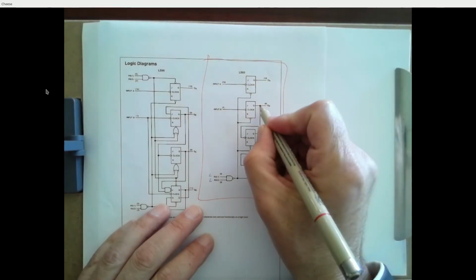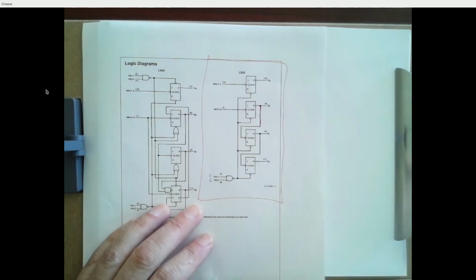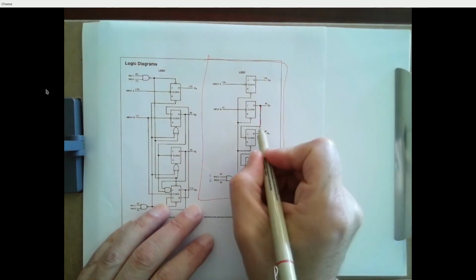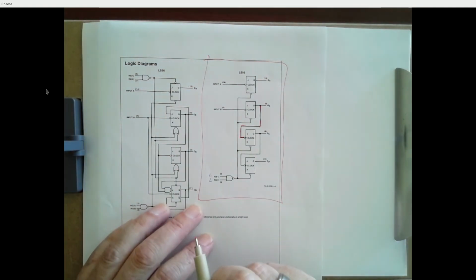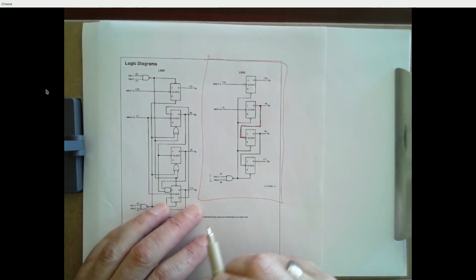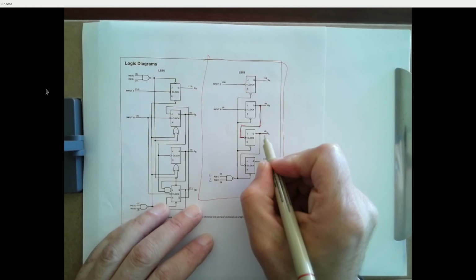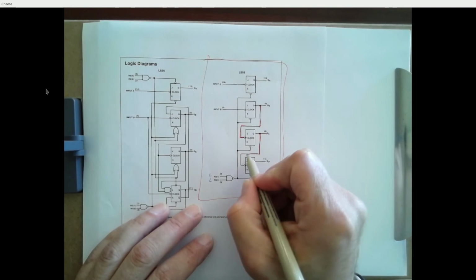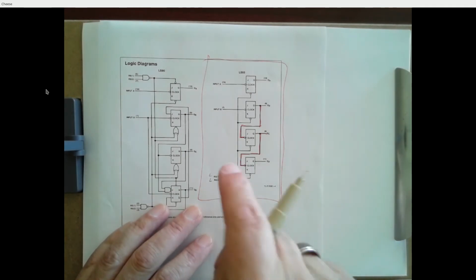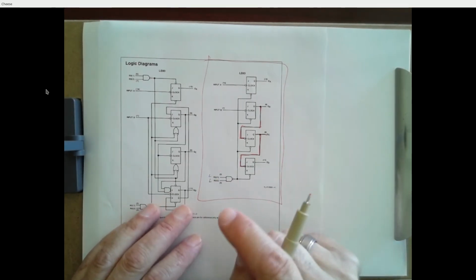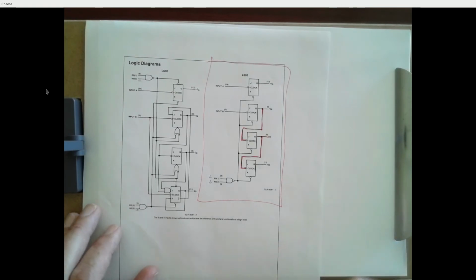There's this output here, QB, that's one of the outputs available from the chip. But where does it go? It goes into the clock of another one of these flip-flops. And the output of that flip-flop goes into the clock of another flip-flop. So I want to look at what this does, and then I want to tell you why you don't want to do this yourself. But let's see what this does.